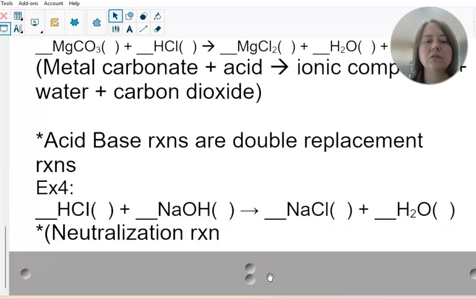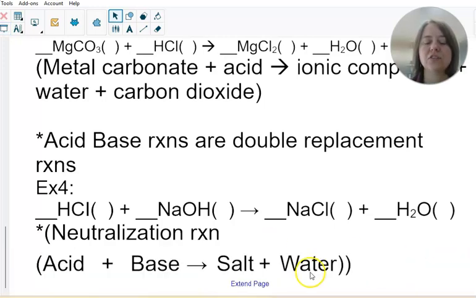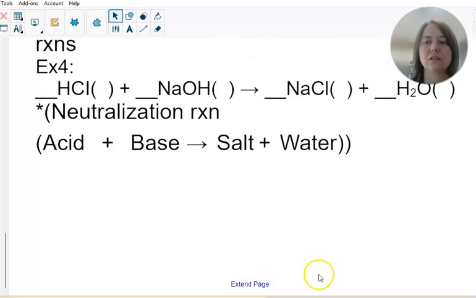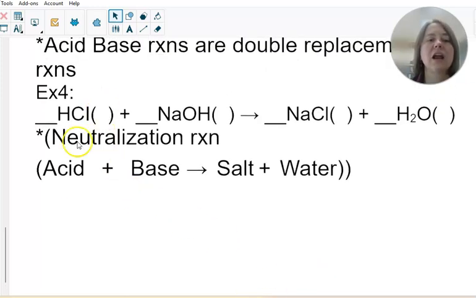So please write this down. HCl, hydrochloric acid plus sodium hydroxide, reacts to form sodium chloride and water. That is a neutralization reaction. And you have your acid plus your base equals a salt and water. So please take a moment and balance your equation and write in your states of matter.